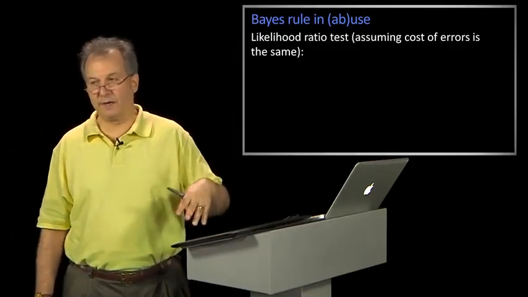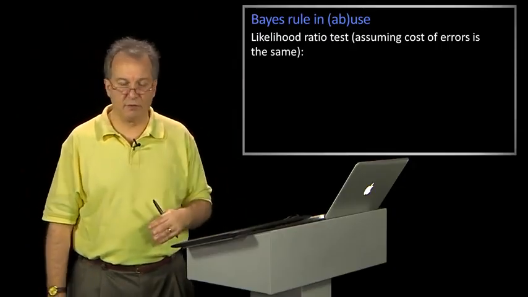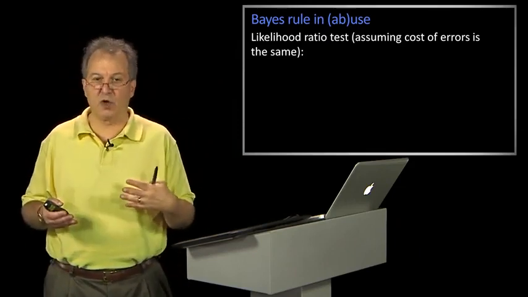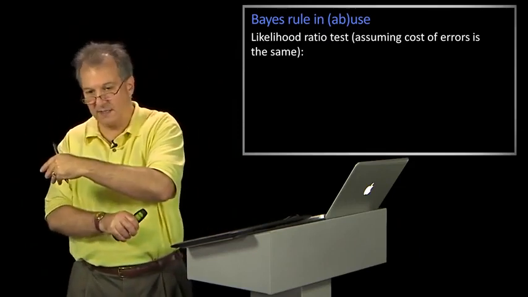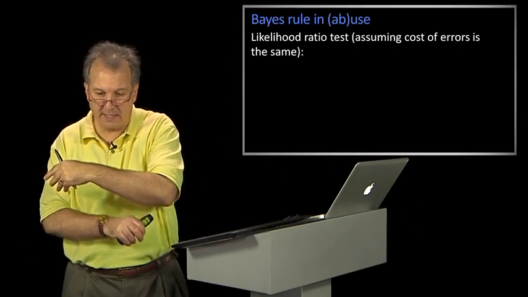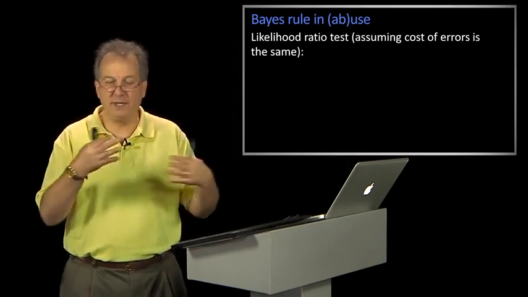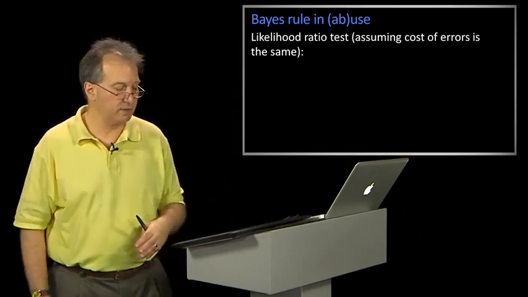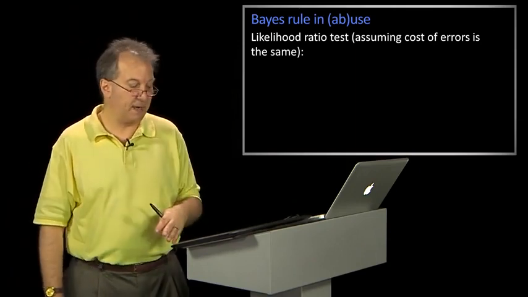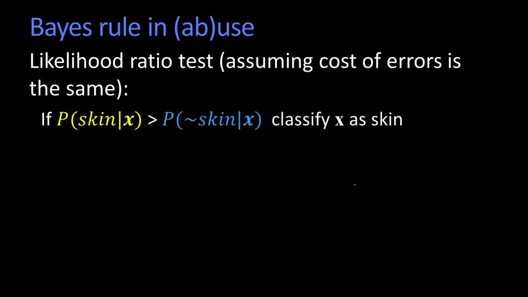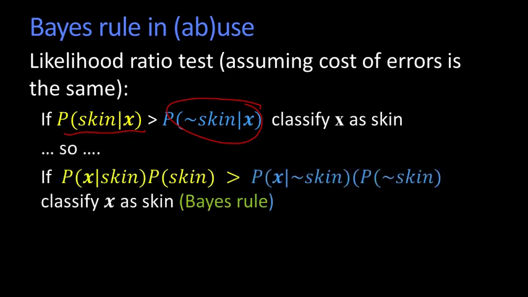What I'm going to do is show you a simple version of what's called the likelihood ratio test. And here we're basically assuming that the cost of calling a skin pixel not skin is the same as the cost of calling a not skin pixel skin. We can reweight these things if the costs are different. The likelihood ratio test says basically, look, it's just exactly what you think. If the probability that it's skin given the hue measurement is greater than the probability that it's not skin, what am I going to do? I'm going to call it skin. That assumes that the costs are equal.